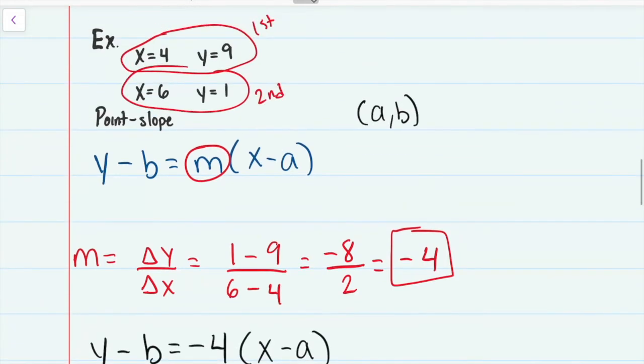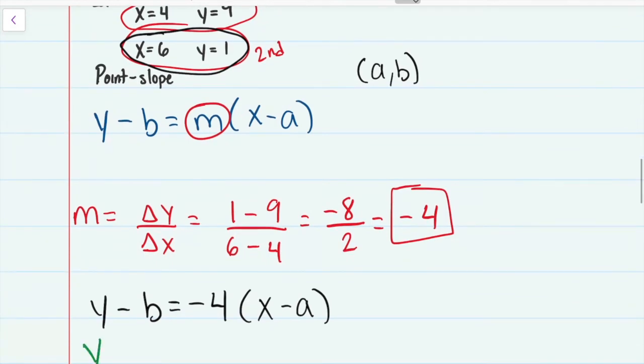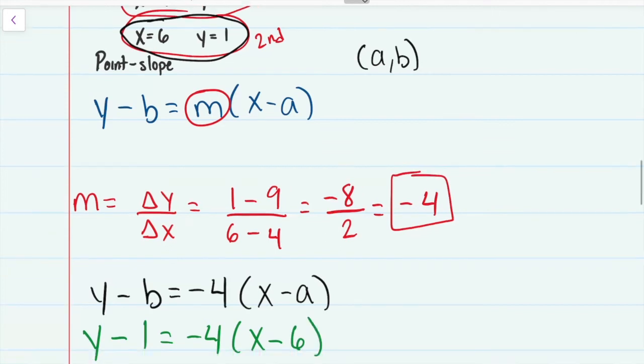Now, as I said, (a, b) is just a regular point we can pick from. In this case, I want to use the easiest point for me, and I'm going to use this one just because it has a 1 in there. So when my x is 6 and my y is 1, these are my regular points. I'm going to substitute those numbers. So we have y minus 1, my b, equals negative 4 times (x minus 6), my a. And as you can see, we are ready to solve.